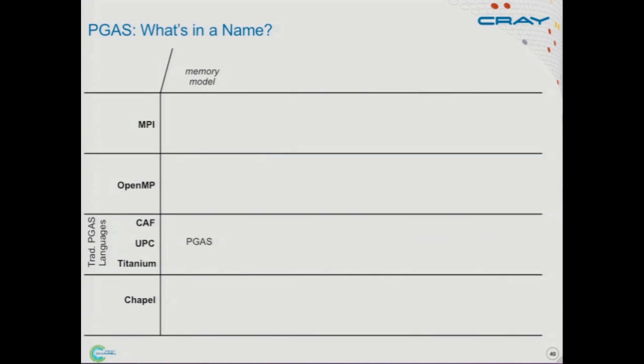A lot of people, when they say, oh, you're a PGAS language, think they must know everything about you. This slide points out that PGAS is really just one element of a language's design or a programming model's design. So we can say that Cray Fortran, UPC, and Titanium are all PGAS. MPI, I would say, is a distributed memory model. Actually, not just I would say that, probably all of you would say it too. OpenMP, of course, is designed to be a shared memory model. And Chapel, as Kathy mentioned, is also a PGAS model.